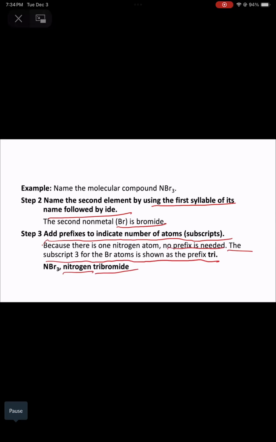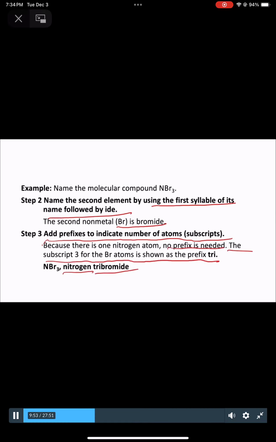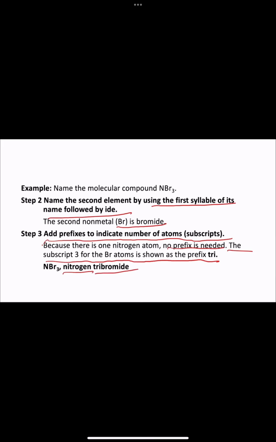And that's how we're going to name molecular compounds. And don't get them confused, okay? Ionic compounds and molecular compounds are different, even in the way they are put together. One is covalent, the other one is ionic. This one shares, the other one doesn't. One takes, the other one shares.